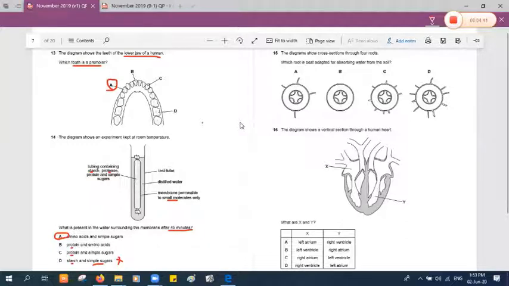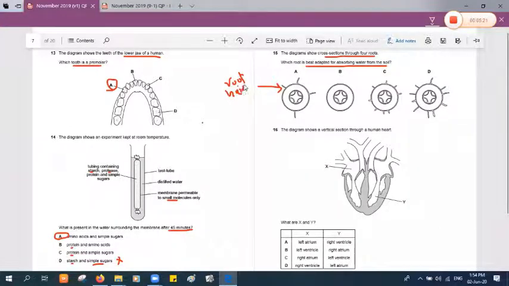Okay, for question 15, the diagram shows cross-section through 4 roots. Which root is best adapted for absorbing water from soil? Okay, what do you think? Here, there is a difference actually between the four figures. And do you remember this difference? What is this structure for? It is for root hair.